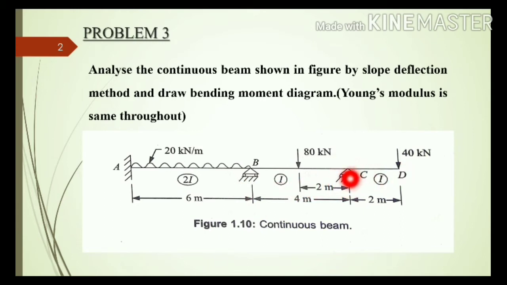There is an overhang portion CD also given. A 40 kN concentrated load is acting on this overhanging portion. The length of the overhang portion is 2 meter.